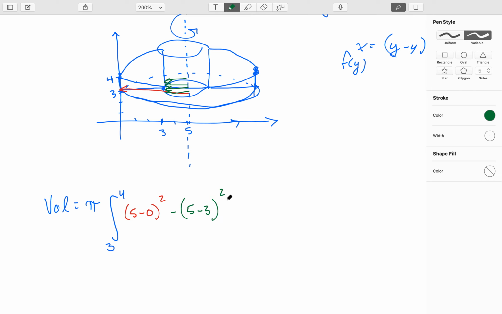And this is going to be dy. So that's the first part. I'm integrating from 3 to 4. Now I'm going to integrate along the curve here. So from 4 up to, I don't know this value.